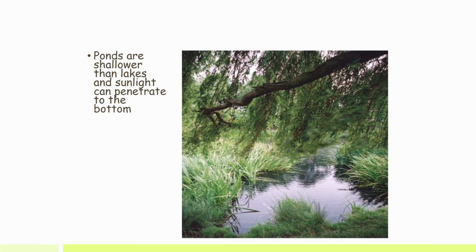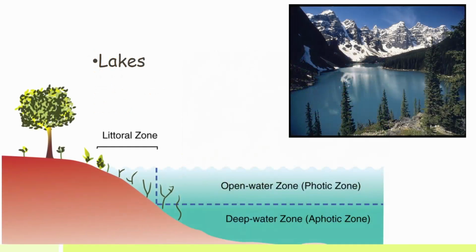So ponds are shallower than lakes, and sunlight goes all the way to the bottom of a pond. Lakes actually have an aphotic zone and a photic zone because they're much deeper than ponds.